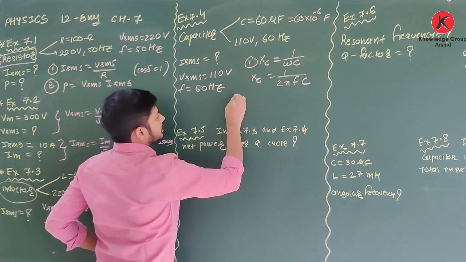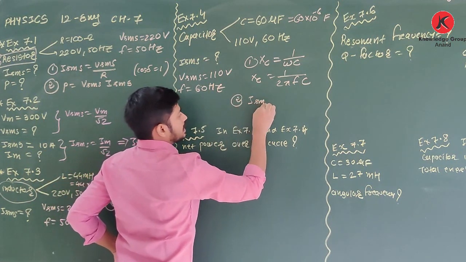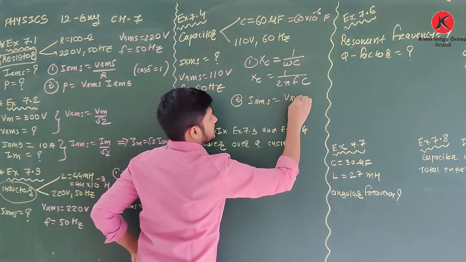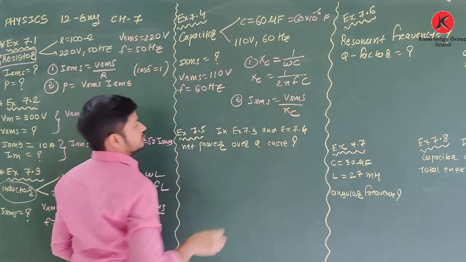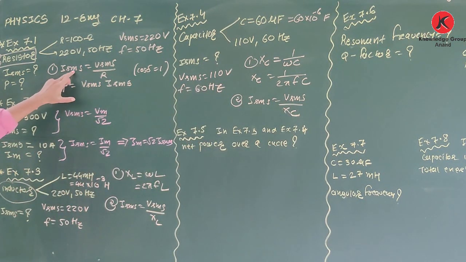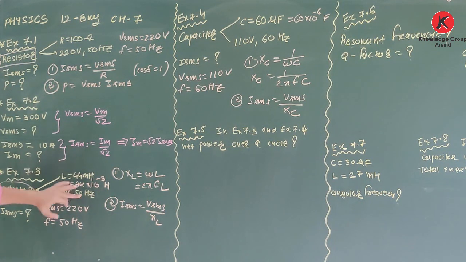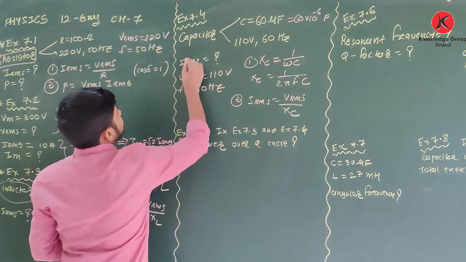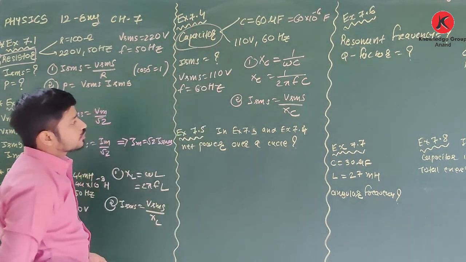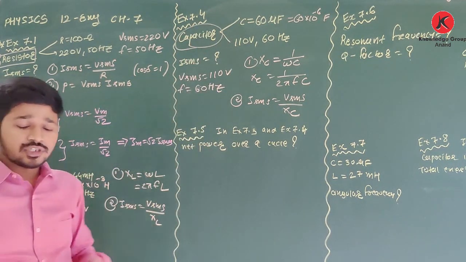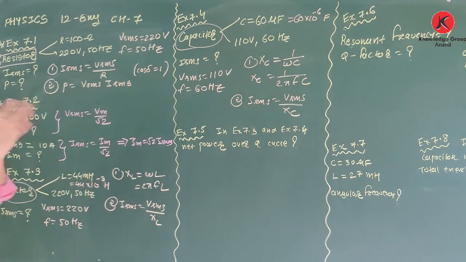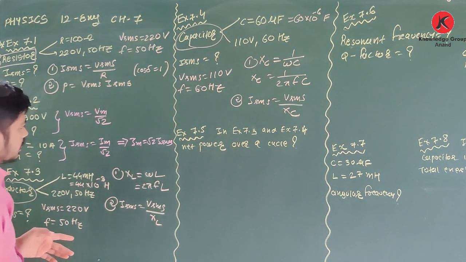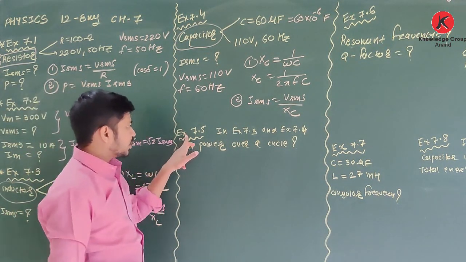Now you find IRMS, that is IRMS is equal to VRMS upon XC. So see the difference. IRMS is VRMS upon R in resistor circuit, IRMS is equal to VRMS upon XL in inductor circuit, and IRMS is equal to VRMS upon XC in capacitor circuit. Clear about this?